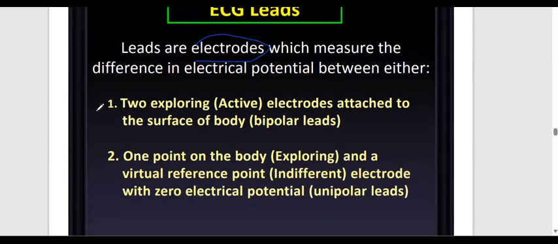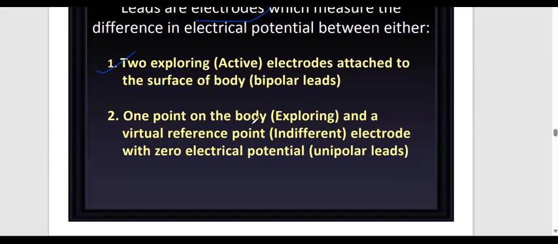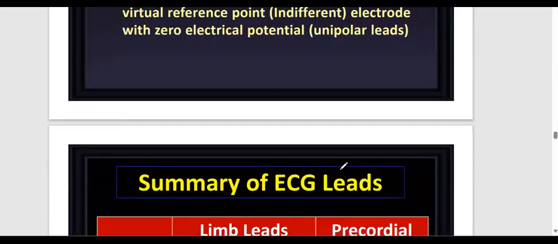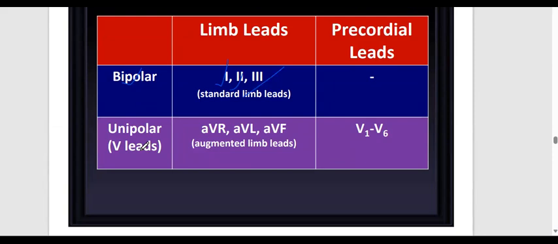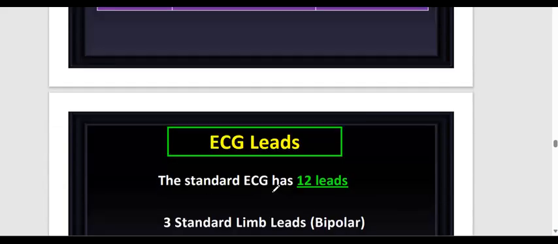First, what will happen? We have two exploring electrodes attached to the surface of the body: one point on the body and one reference point electrode with zero electrical potential, the unipolar leads. Basically, you have limb leads. Limbs means hands. Bipolar means both sides: limb one, limb two, limb three. And we have unipolar single leads that you only attach on the chest area. That is V1 to V6, and aVR, aVL, and aVF.